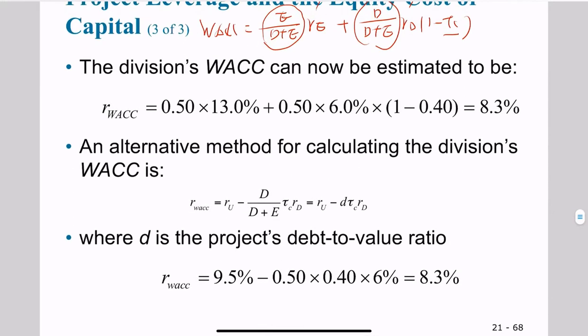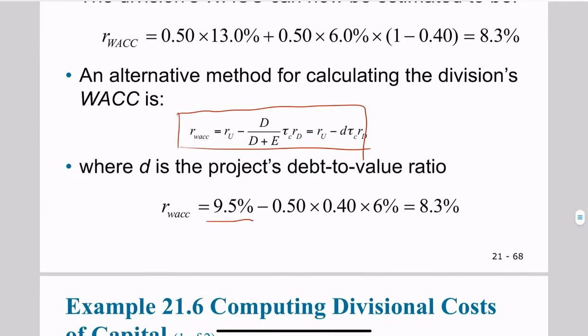Now let's talk about the second way of calculating WACC from the unlevered cost of capital. And this one is easier, right? Because what you do is just adjust from the unlevered cost of capital to WACC. And we know that RU is given by this 9.5%. And we know that the debt value ratio is 1/2. And the corporate tax rate is 40%. And the debt cost of capital is 6%. So WACC here is 8.3%.